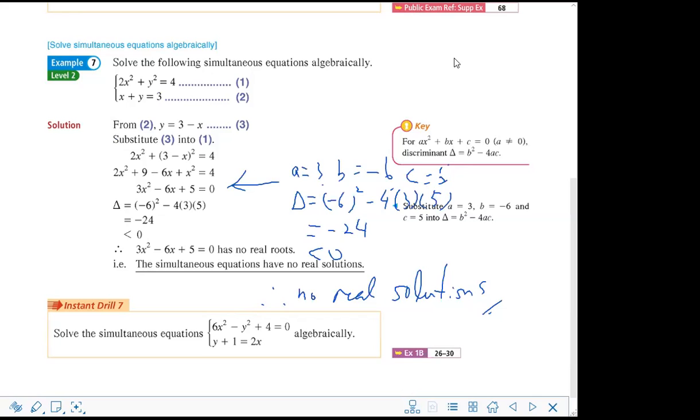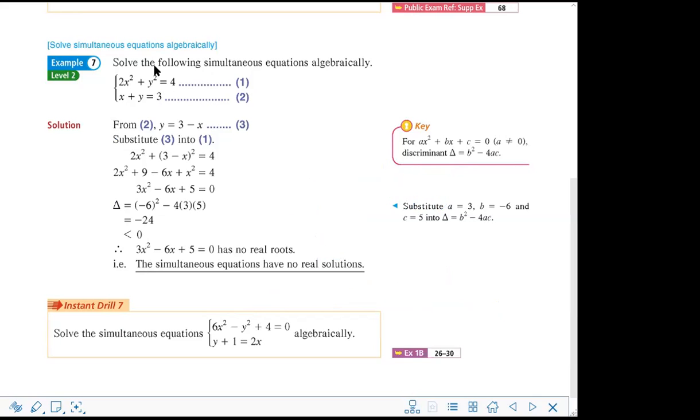So now I would like you to do the instant rule number 7. I think that should be a no real solution case. Okay, but you need to calculate the delta. So classwork, instant drill 7. This time I'll give you 3 minutes.